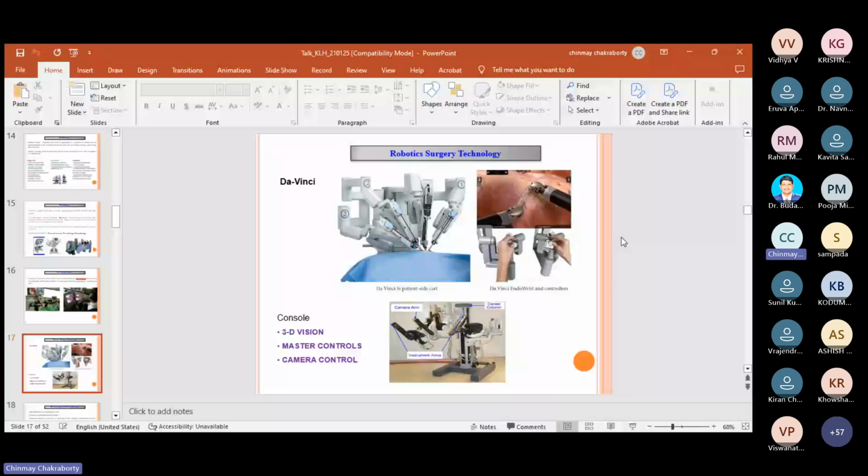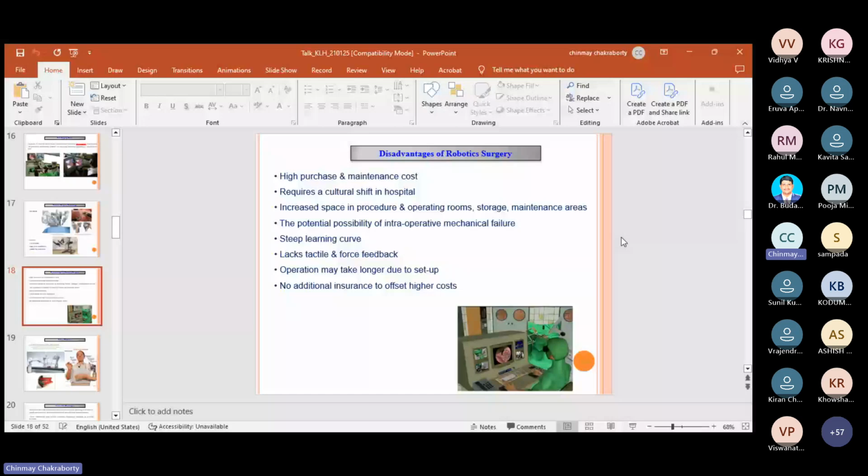But there are advantages as well as disadvantages, because cost is another important issue. These are highly recommended systems, and the purchase and maintenance cost is very high. It requires a cultural shift in the hospital, increases the space of procedure and operating rooms, has a steep learning curve, and also lacks tactile and force feedback. Operating may take longer due to the setup, and there is no additional insurance to offset the higher cost.